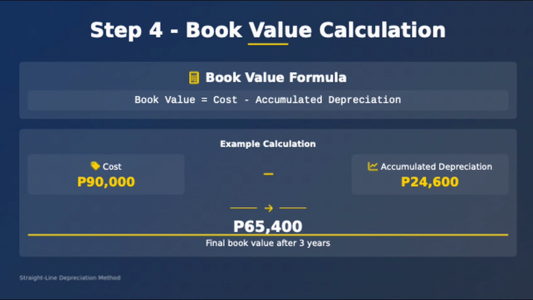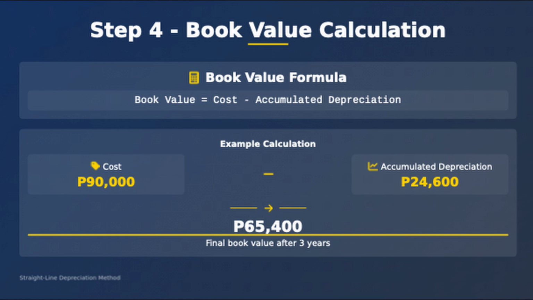For the final step, we need to calculate the book value. Finally, we subtract the total value lost from the original price. The formula is the initial cost minus total depreciation to date. For the calculation, we have 90,000 pesos minus 24,600 pesos equals 65,400 pesos. So the final answer is 65,400 pesos.